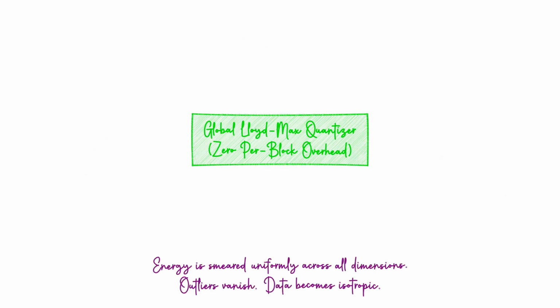Because we mathematically know the data is now Gaussian, we don't need any per-block scaling factors. We can calculate the mathematically optimal quantization buckets globally, using the Lloyd-Max algorithm, entirely offline. TurboQuant maps this data into polar coordinates, radius and angle, and quantizes the entire cache into just 3 bits per element with zero metadata overhead.